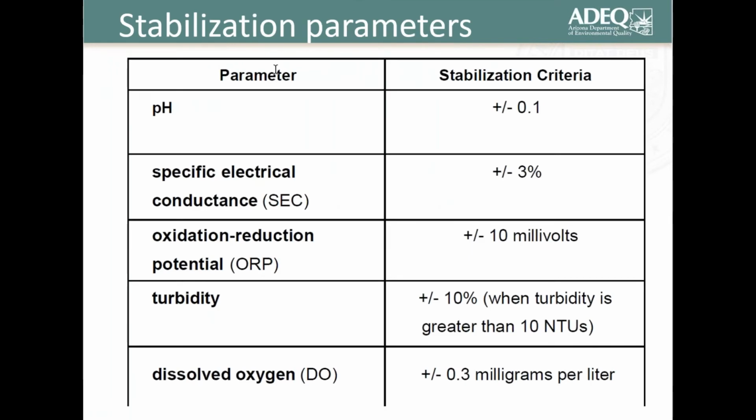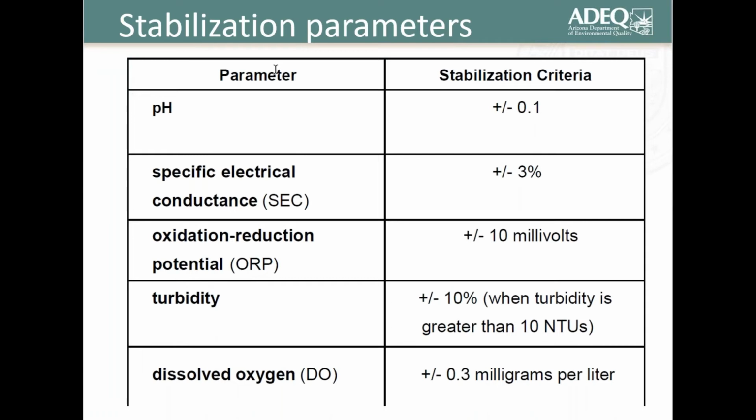Our stabilization parameters, when we use a low flow sampling pump with tubing: oftentimes, and it is in the permit language, though I'm not sure we're always doing it, there should be a flow through cell that measures pH, specific electrical conductance, called EC or SEC, oxidation reduction potential, or ORP, turbidity, and dissolved oxygen.